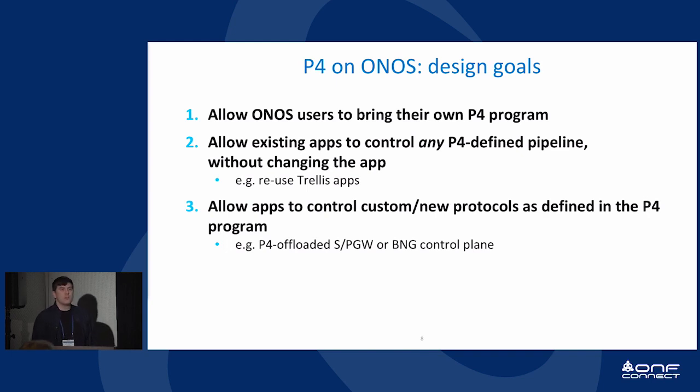While doing this, we want to make sure to allow existing applications to be able to control any P4 defined pipeline without changing the application itself. And this is very important if you take the example of Trellis. Trellis is a very prominent set of applications. It's designed to run in production, a lot of work behind it. Clearly, if you want support for new silicon, new P4 capable silicon, you want to make sure to keep using the same application.